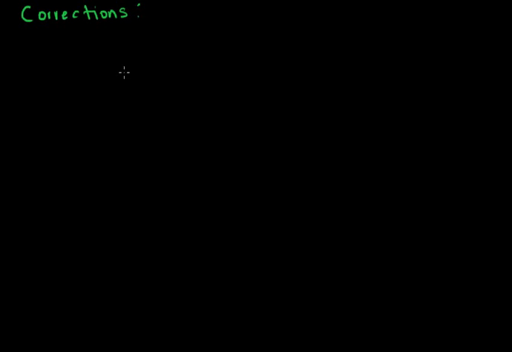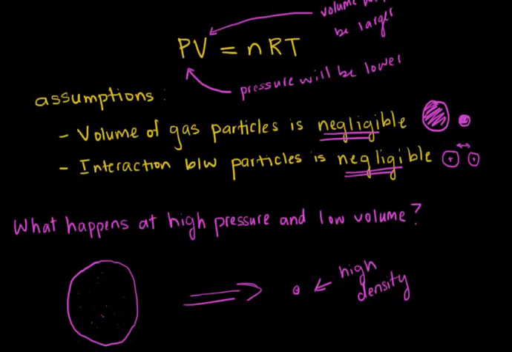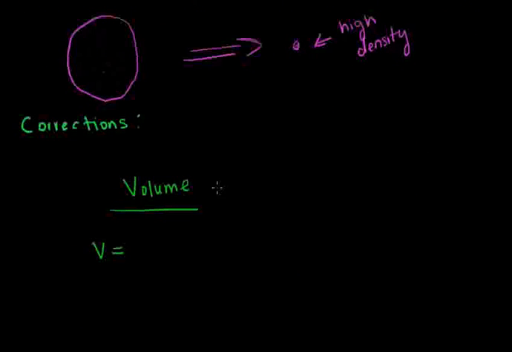Volume will be the first thing we correct. You remember that the volume of a system is actually going to be larger under non-ideal conditions than that which we calculate with the ideal gas law. So first, let's solve the ideal gas law for volume. We're just going to divide PV equals nRT by P. And so we're going to get V is equal to nRT divided by P.